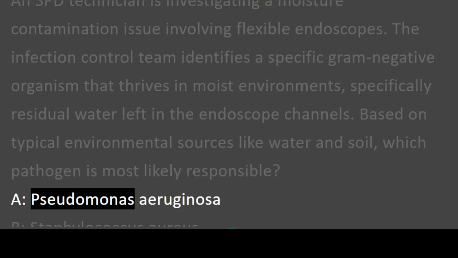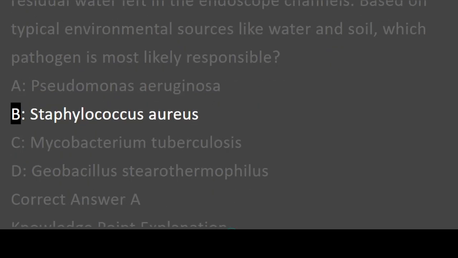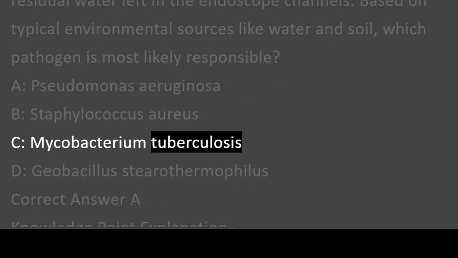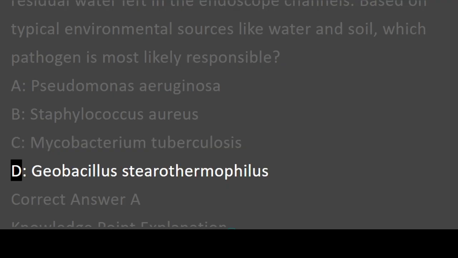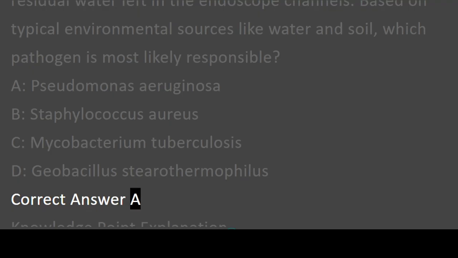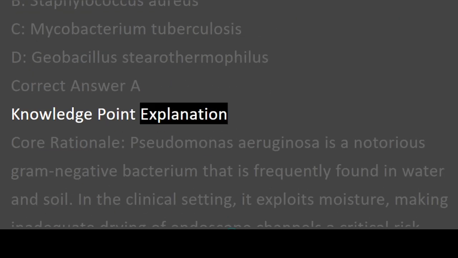A. Pseudomonas aeruginosa. B. Staphylococcus aureus. C. Mycobacterium tuberculosis. D. Geobacillus stearothermophilus. Correct answer A. Knowledge point explanation.